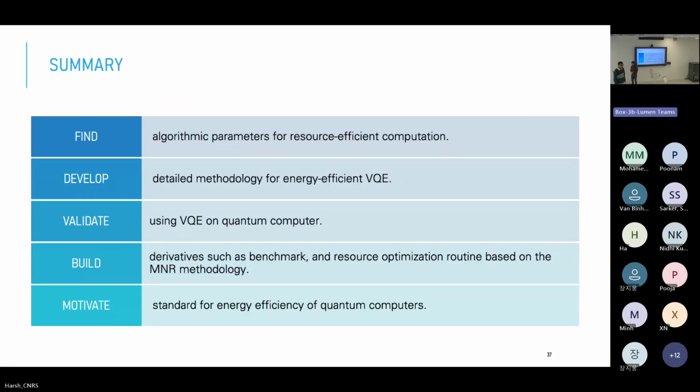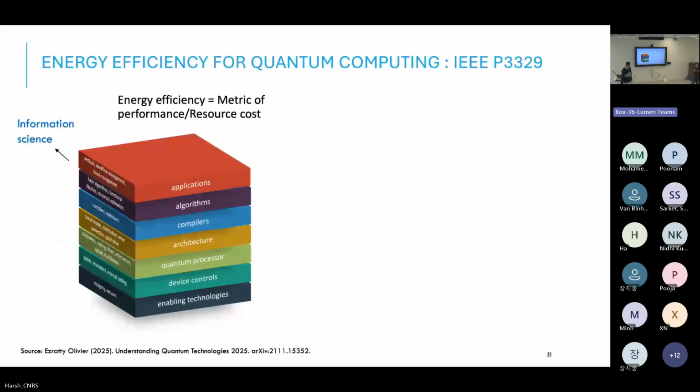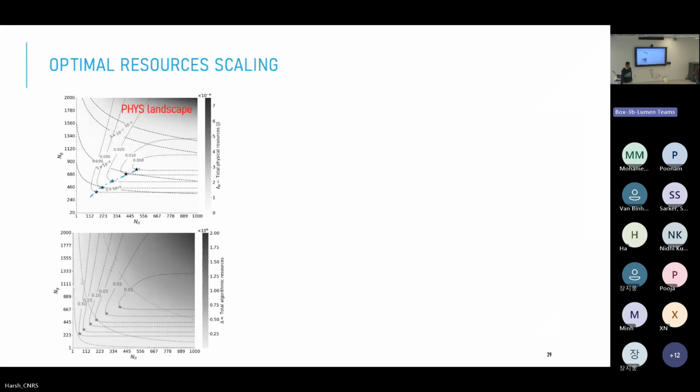I have one question, because estimating the consumption of energy will depend on the classical optimizer as well. I mean, the method you use plays a big role as well. Yes, how many layers and so on.